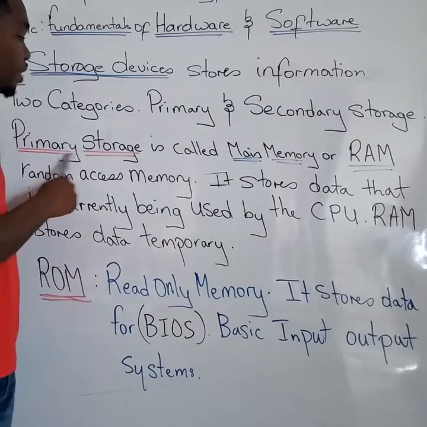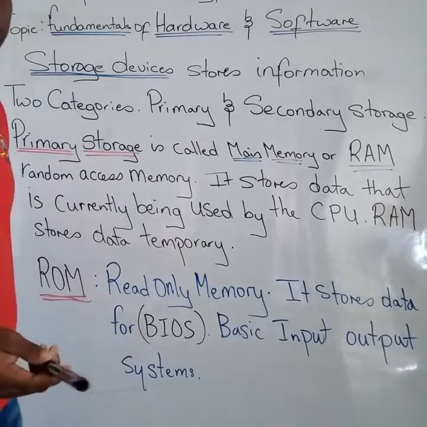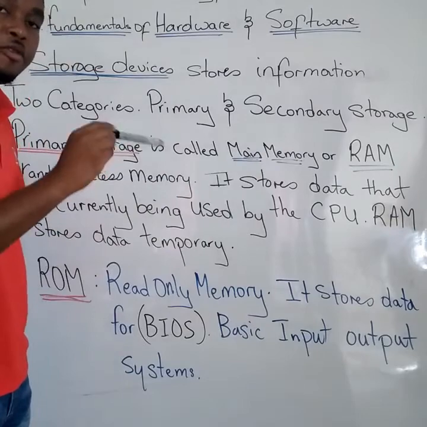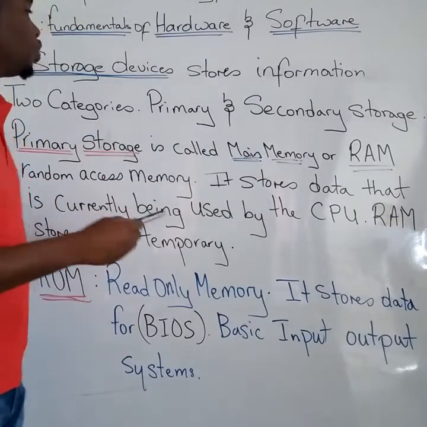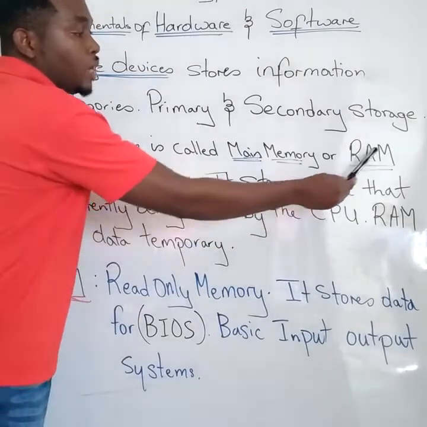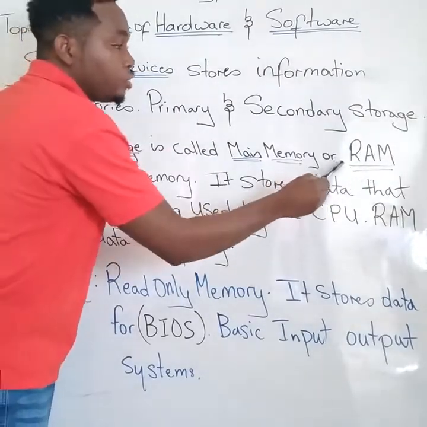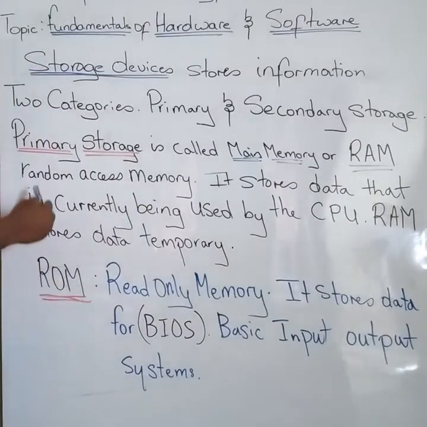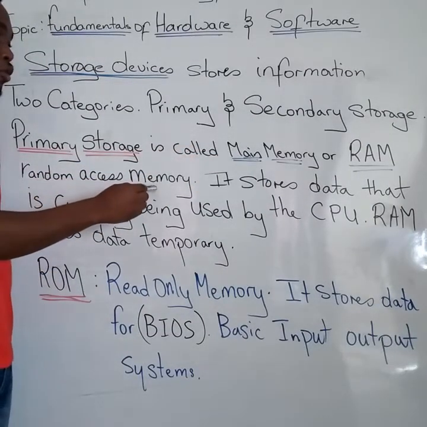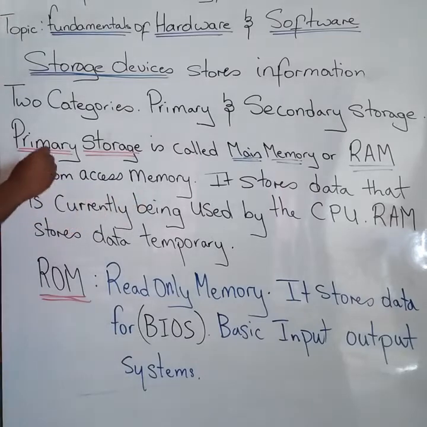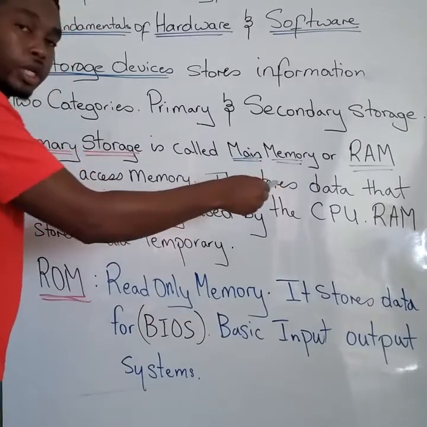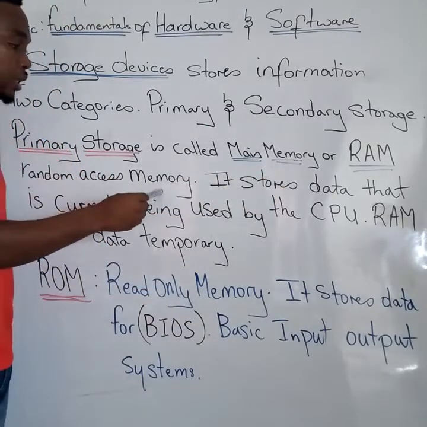Our primary storage is called main memory, which is the main memory for that system. Or we could refer to that main memory as our random access memory. In short, we call it RAM. So RAM refers to random access memory. So primary storage is also called our main memory or our random access memory.